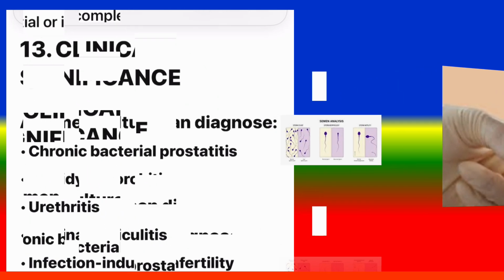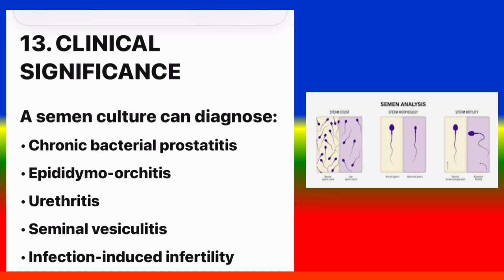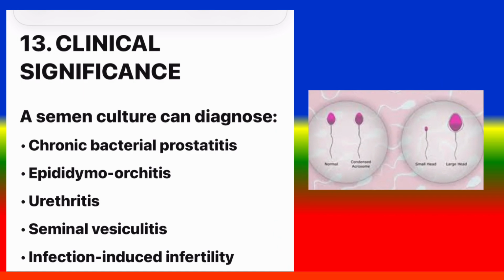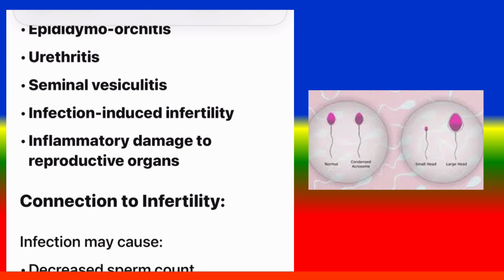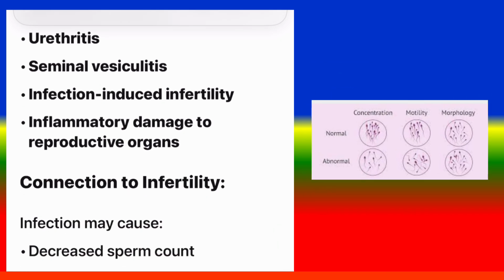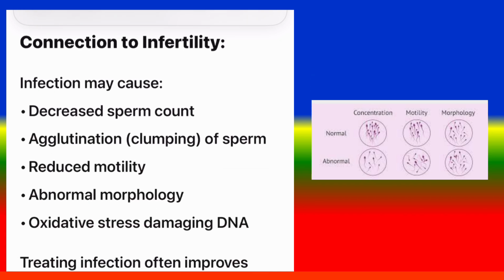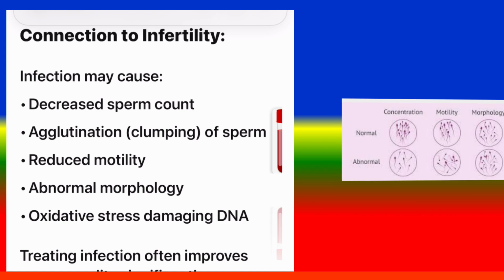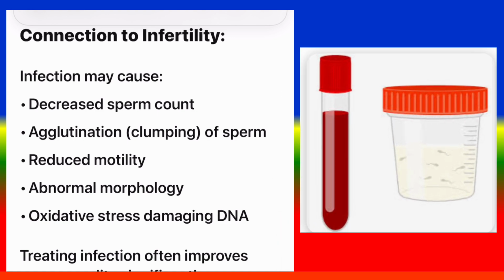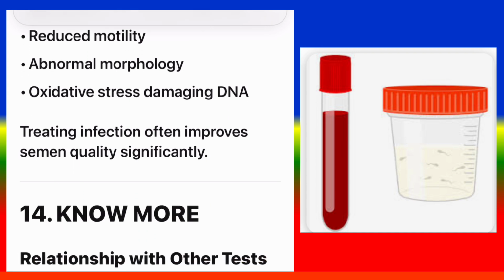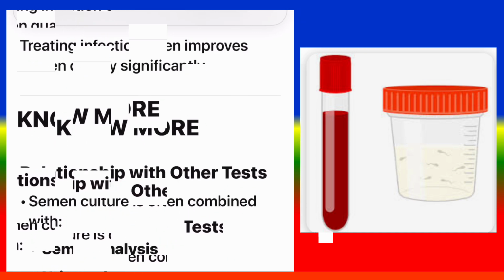Number 13, clinical significance. A semen culture can diagnose chronic bacterial prostatitis, epididymo-orchitis, urethritis, seminal vesiculitis, infection-induced infertility, and inflammatory damage to reproductive organs. Connection to infertility. Infection may cause decreased sperm count, agglutination, clumping of sperm, reduced motility, abnormal morphology, and oxidative stress damaging DNA. Treating infection often improves semen quality significantly.